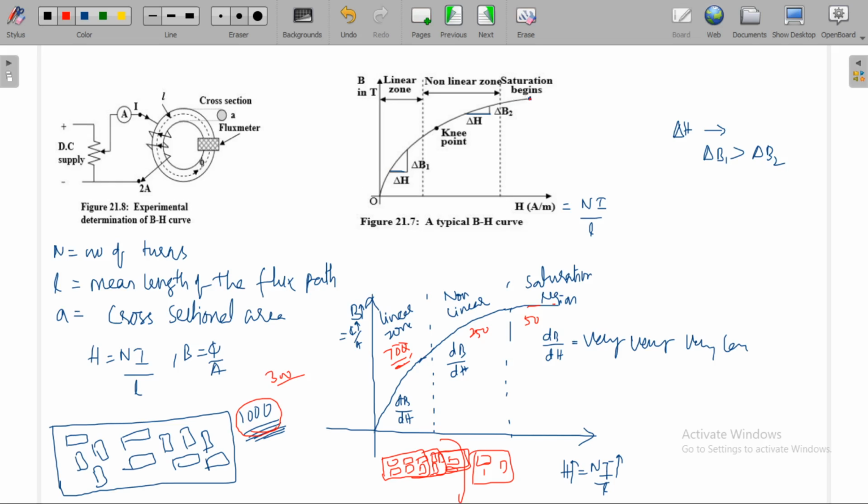Okay, now the material is saturated. That's why this BH curve operates in three regions. That's why the BH curve, the relationship between B and H, will be like this in any magnetic material.